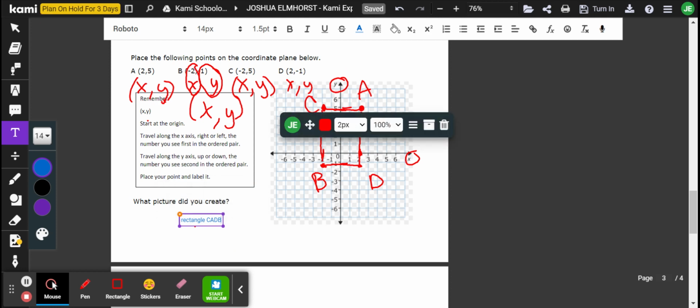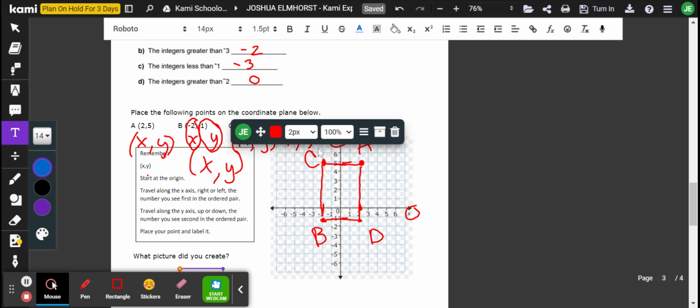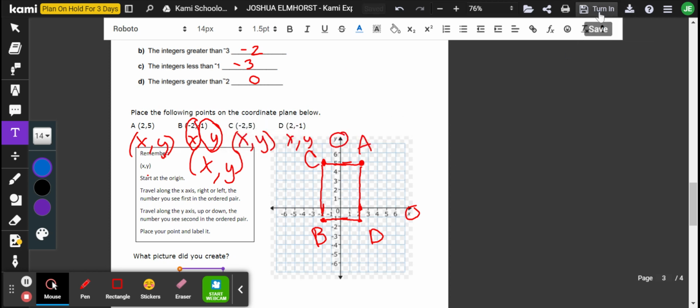Make sure you have completed all of the parts of this assignment. Your name is on top, and go ahead and submit it for your homework.